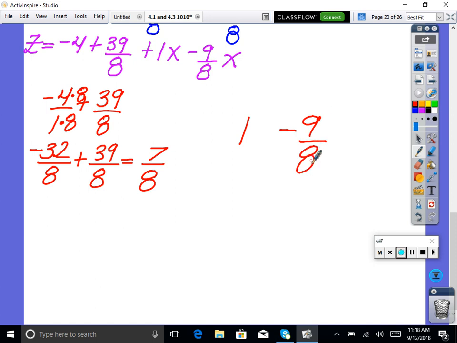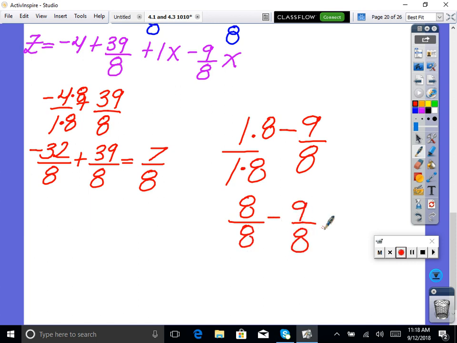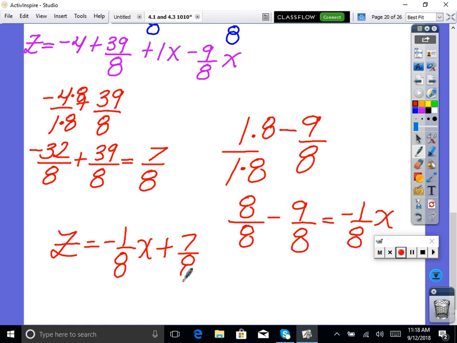Now I'm also going to combine 1 minus 9/8. And they're x's obviously, but we're just combining the number part. So that's 1 over 1. But I need a common denominator. Times by 8, times by 8. So that's 8/8 minus 9/8, which is, yep, negative 1/8 x. So actually z, we're done. Z is equal to negative 1/8 x plus 7/8. And now we are all happy because we're done.